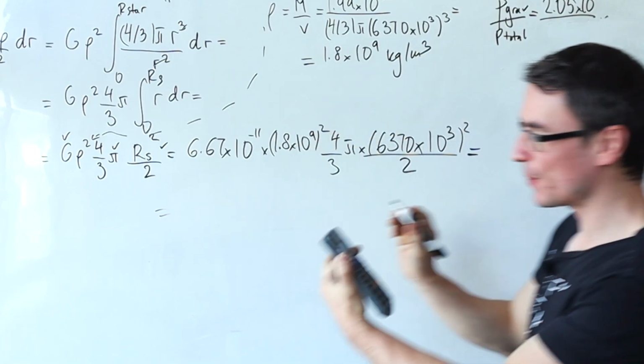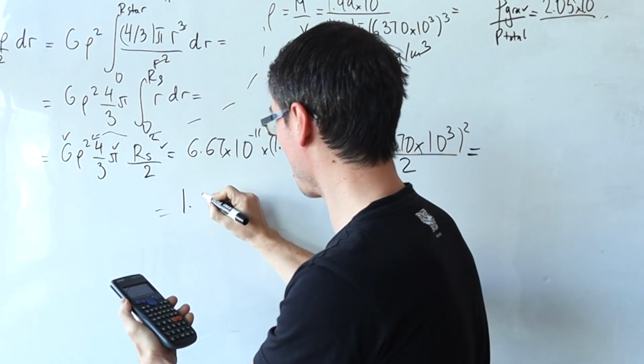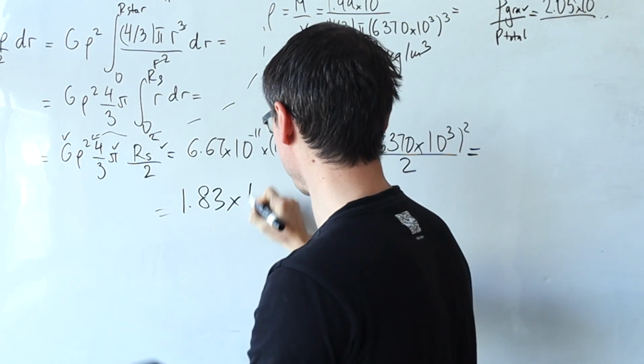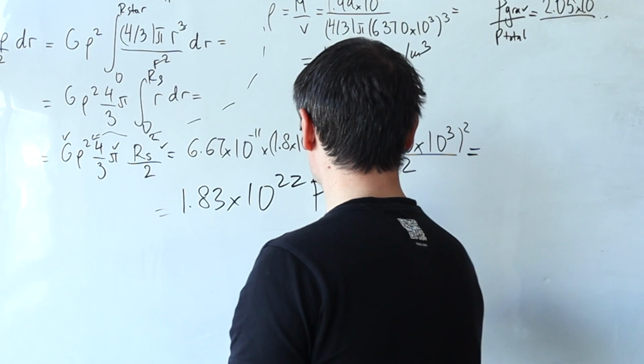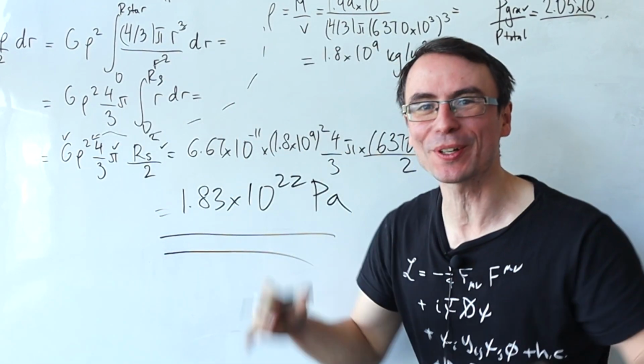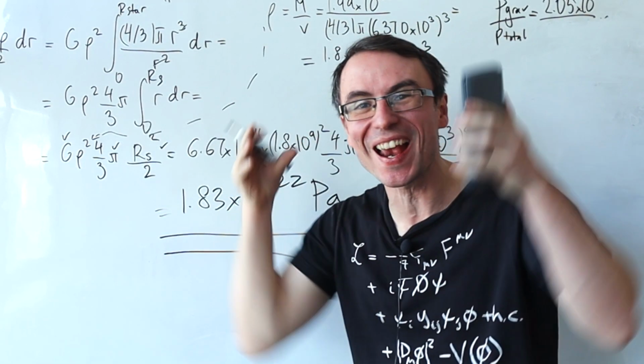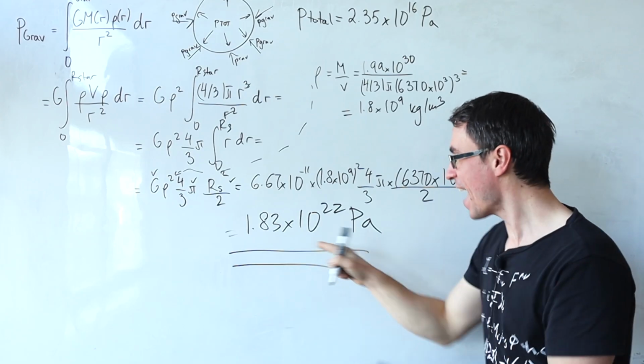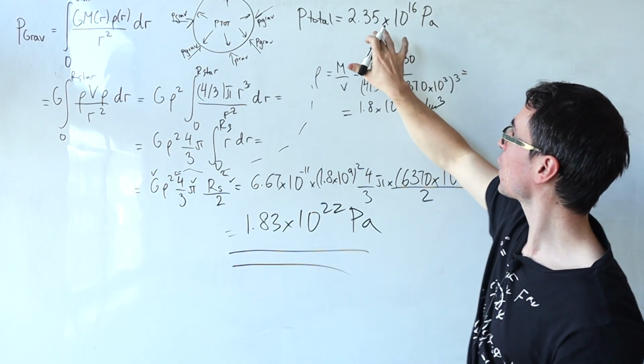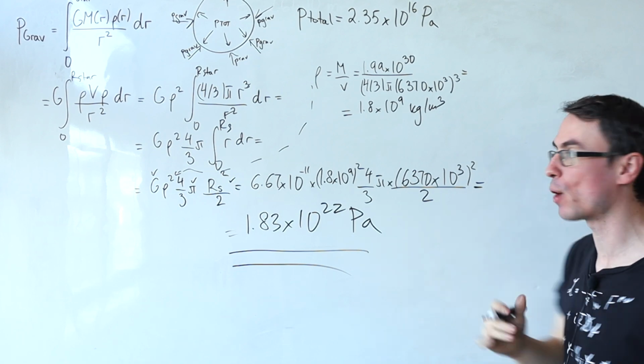Calculating this, we're going to get an answer of around 1.83 times 10 to the power of 22 pascals for the gravitational radiation pressure inside of a star. And now let's calculate how many times larger it is compared to the outward pressure.